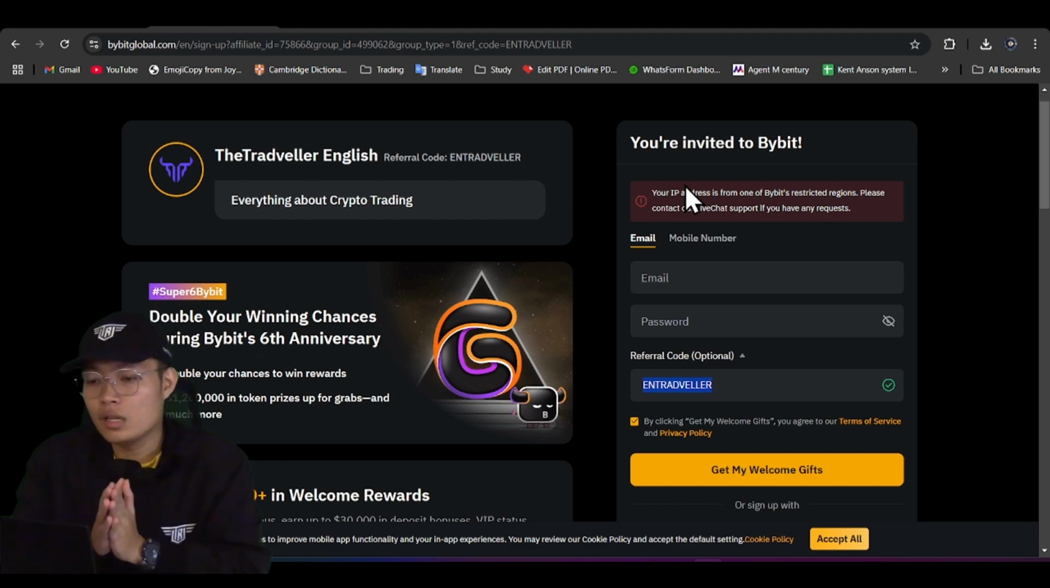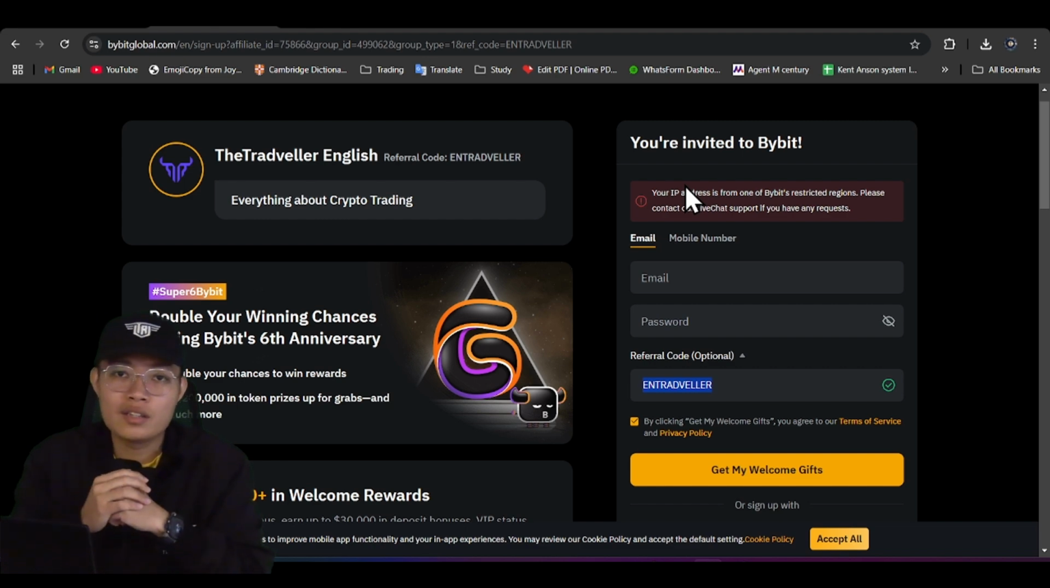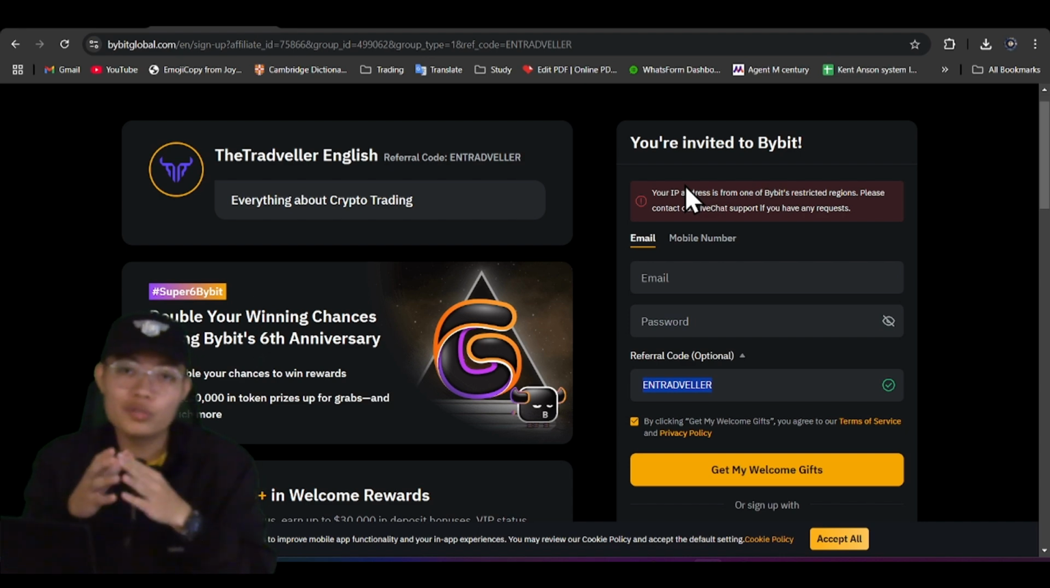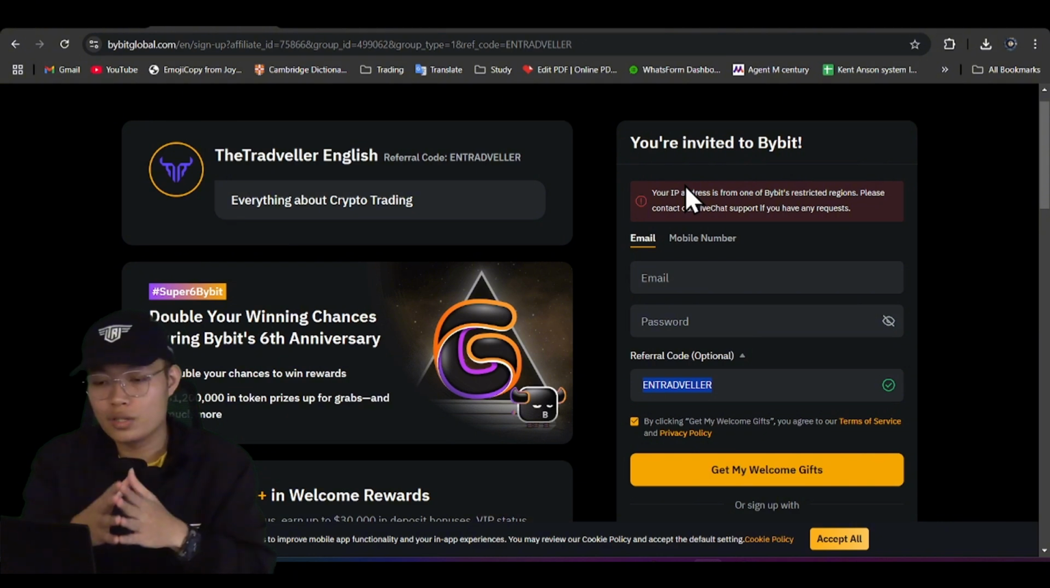You need to use a VPN. One of my favorite VPNs is Proton VPN. You can download it for free. Just go to Google, type Proton VPN, follow the installation guide and download it, and then you are free to use it. After you activate your VPN, you are able to log into your ByBit.